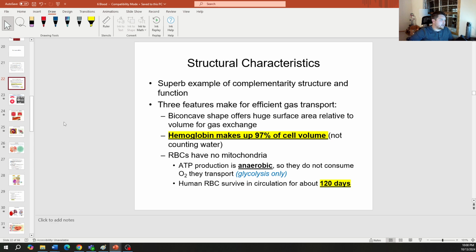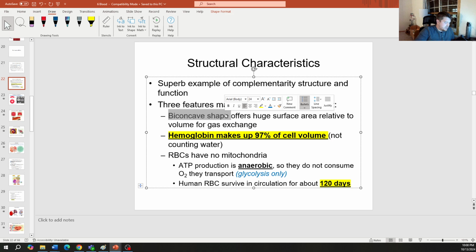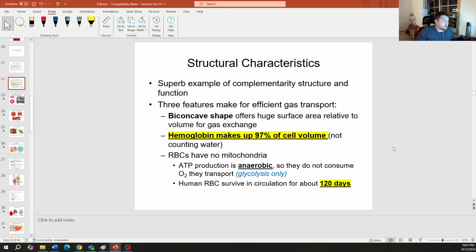When we talk again, we're going to dive into the blood's main job, specifically the red blood cell's main job, which is oxygen transport, because our body needs oxygen in all the different places to survive. So the biconcave shape gives a bunch of surface area for gas exchange. Hemoglobin makes up 97% of the cell volume if we don't count water. So pretty much all of the cell is hemoglobin for binding oxygen.